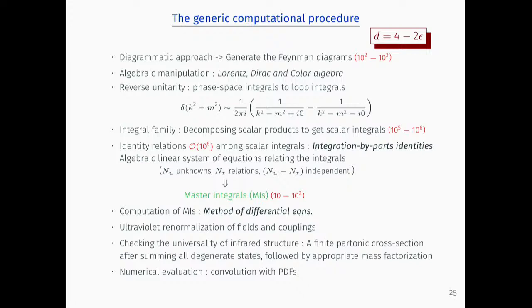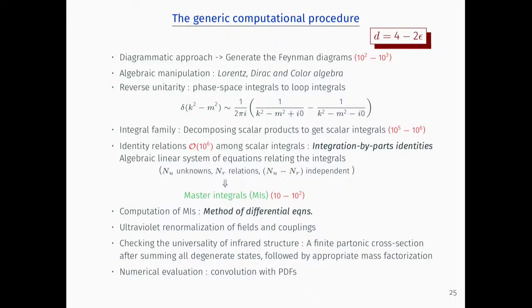But there will be millions of such integrals, and it's impossible to do them by hand. But there are some identity relations. What are those? These are called integration by parts identities. This is nothing but taking the idea that in dimensional regularization, all integrals are well behaved. So if that is true, then you can go to the boundary of any integral, and the boundary term of the integral should be zero. So you take any integral, you make a derivative, you integrate, that is the boundary term, and that should be zero.